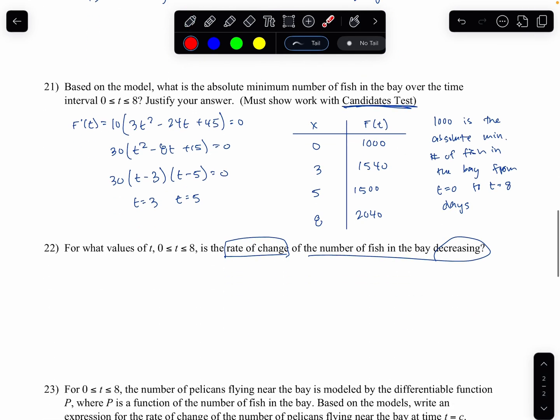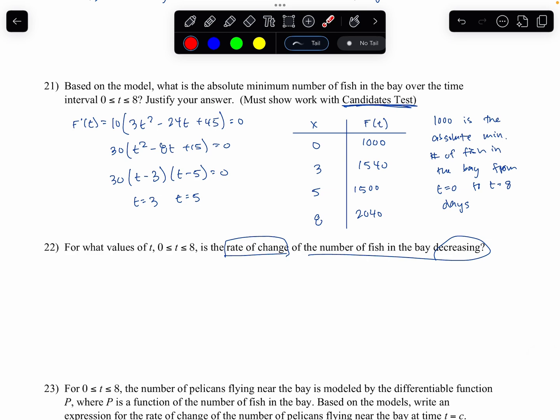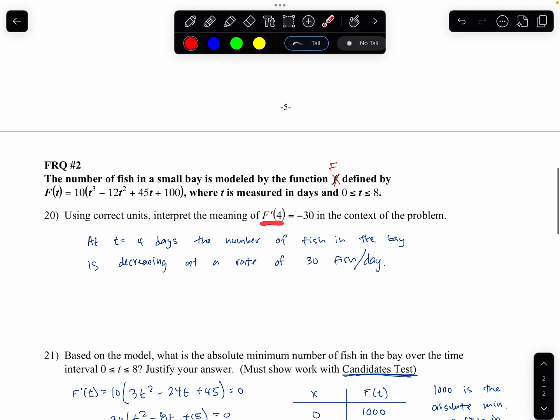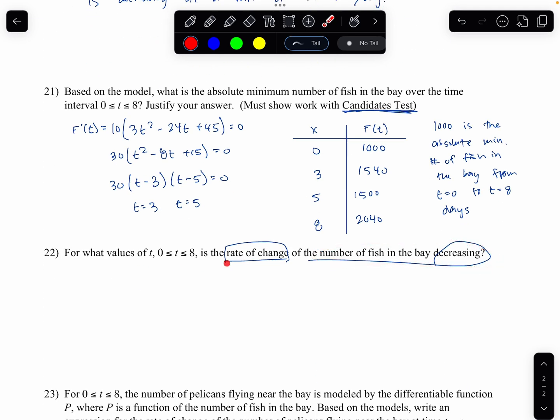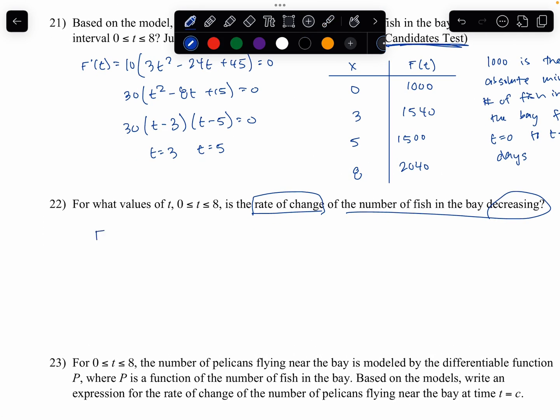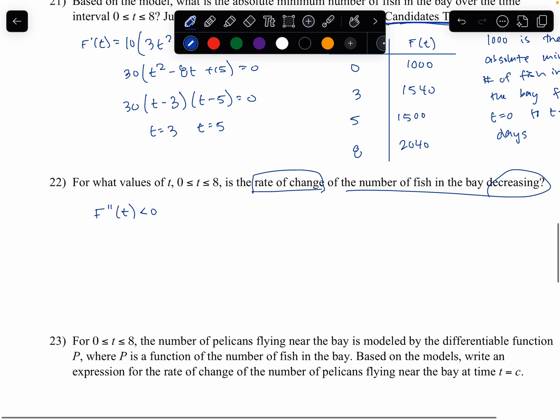It's not saying, for what values of t is the number of fish decreasing, because that would be referring to the derivative. But we want to know when the rate of change of the number of fish is decreasing. So basically what we're trying to find is when f double prime of t is less than 0. That's what we want. We want when the second derivative is 0. So I'm going to find the second derivative of t.